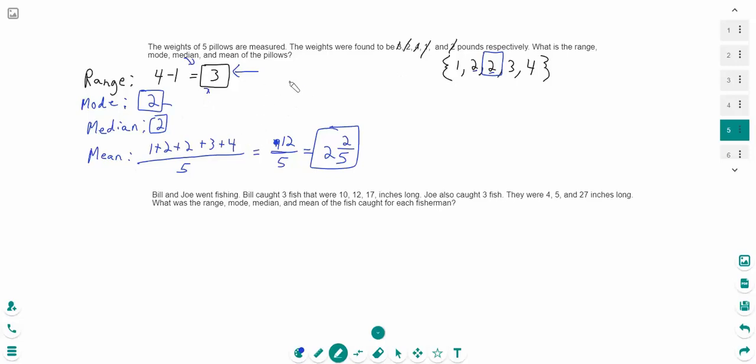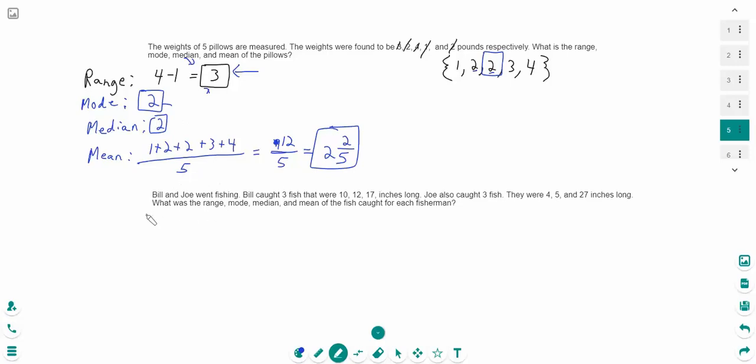Okay, so the range is a 3, somewhat spread out. The mode is a 2. The median totally agrees and says it's also a 2. And the mean says, well, I think it's more of a 2 and 2/5. So they're all pretty close to each other. So if we were to go and get another pillow of the same brand and measure it or weigh it, we could expect that it's going to be fairly close to 2 pounds, based on what we've seen.